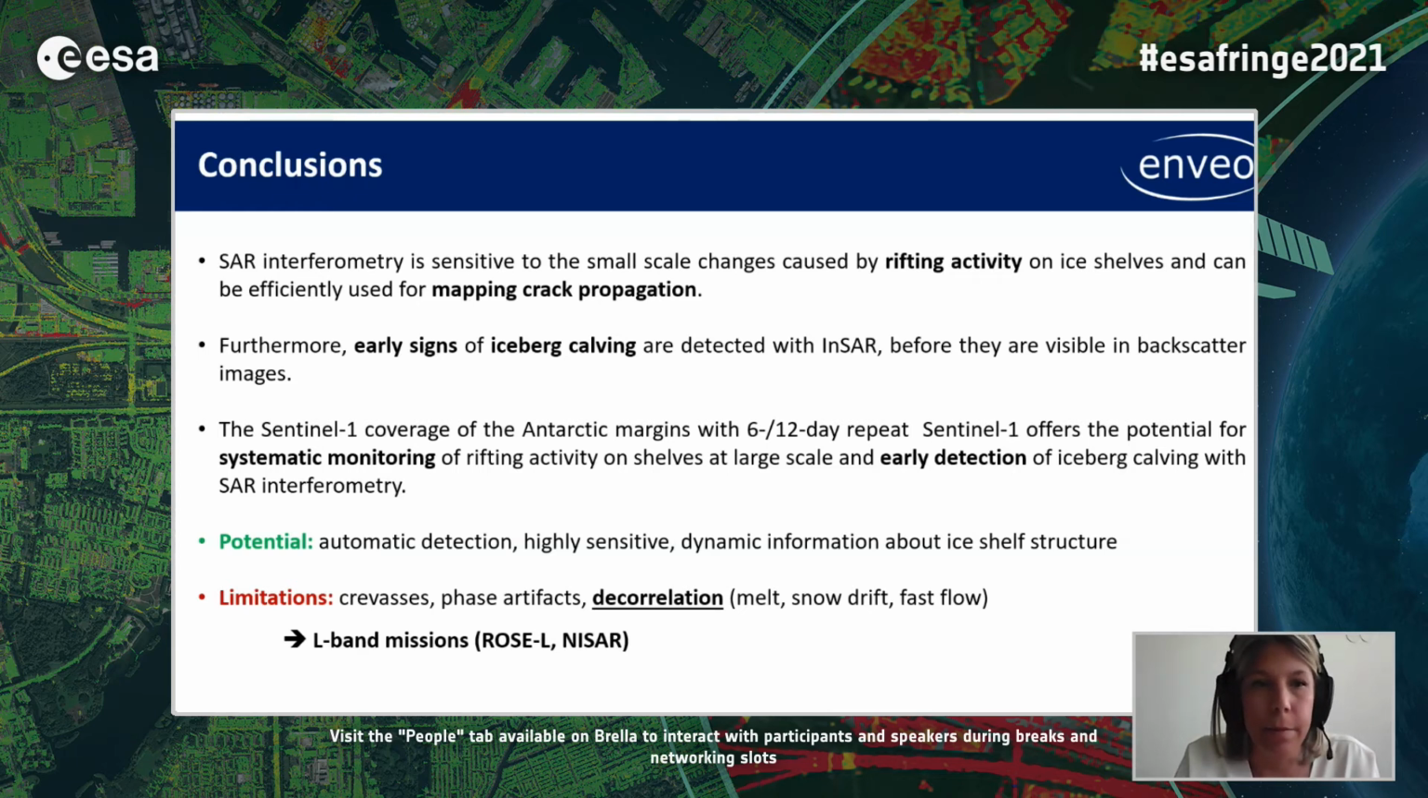Of course, the method has some limitations because you have misdetection caused by crevasses or artifacts, and also you have decorrelation due to melt and snowdrift, and it's not applicable to fast flow. But it's foreseen that this will be overcome by the future L-band missions like ROSE-L and NISAR, and that's really a good opportunity for a synergy between C-band and L-band sensors.